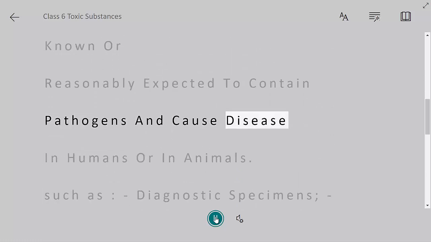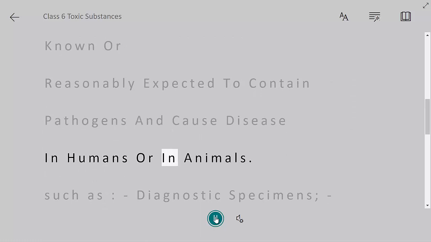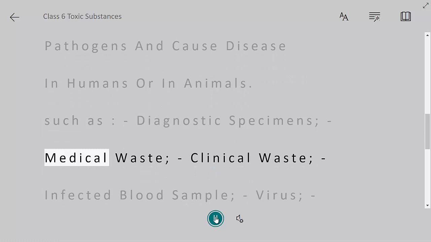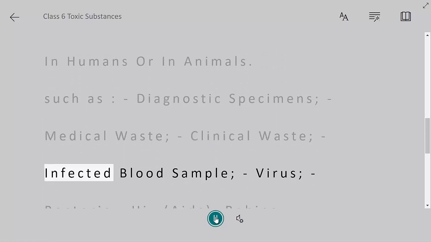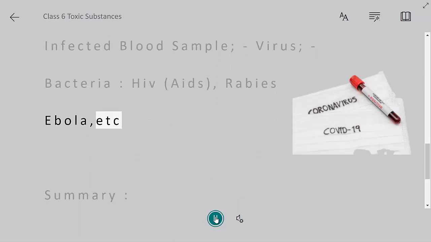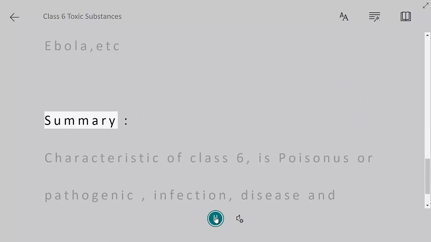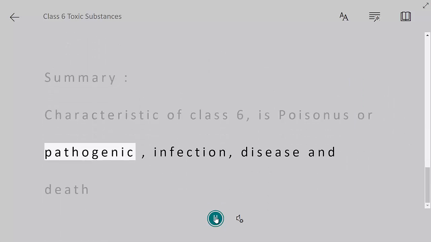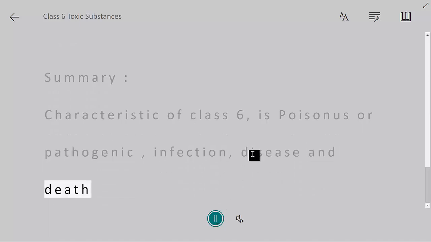Division 6.2, substances which are known or reasonably expected to contain pathogens and cause disease in humans or in animals, such as diagnostic specimens, medical waste, clinical waste, infected blood samples, virus, bacteria, HIV, AIDS, rabies, Ebola, etc. Summary. Characteristics of Class 6 are poisonous or pathogenic, infection, disease and death.